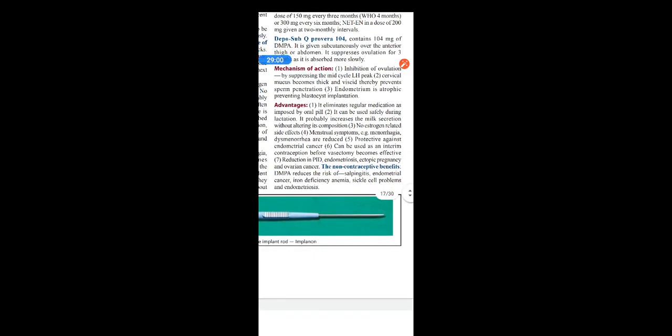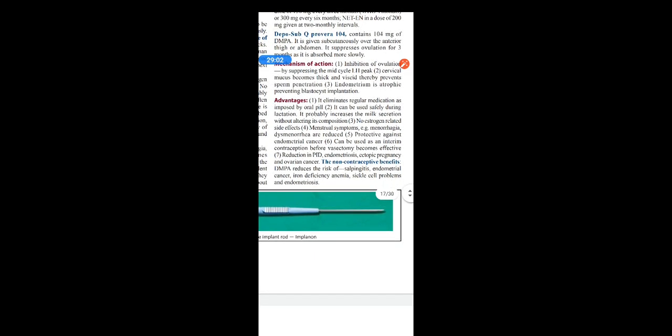Coming to its mechanism of action: inhibition of ovulation by suppressing the mid-cycle LH surge. Cervical mucus becomes thick and viscid, thereby preventing sperm penetration. The endometrium is atrophic, preventing blastocyst implantation.